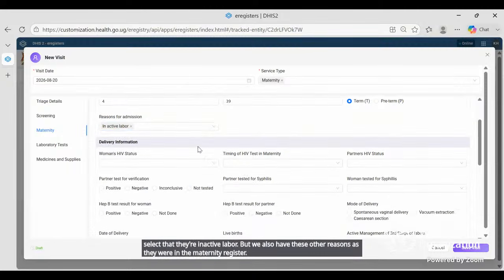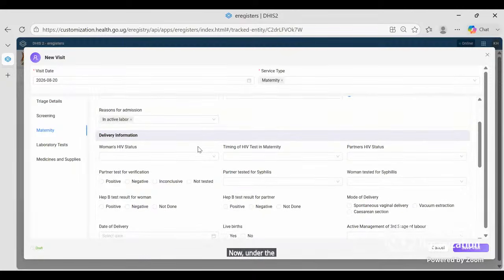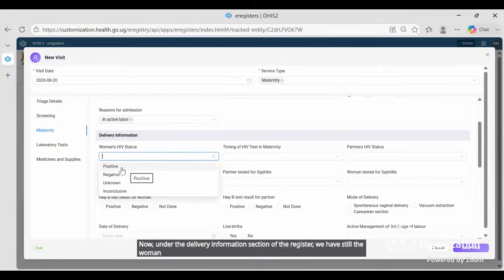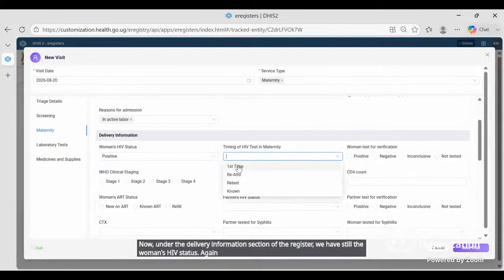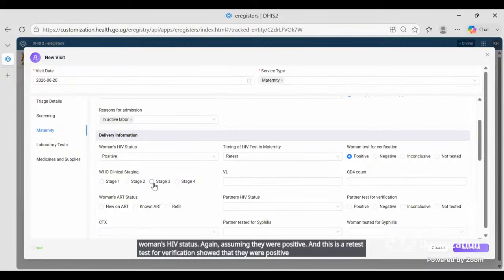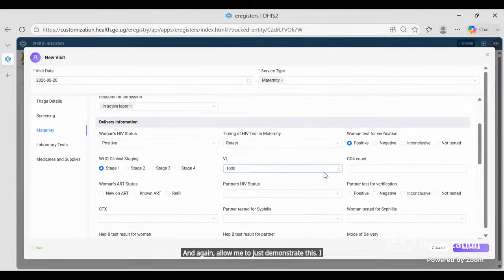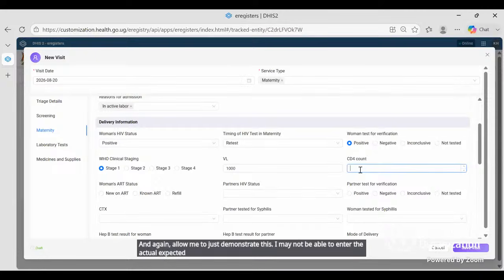Now, under the delivery information section of the register, we still have the woman's HIV status. Again, assuming they were positive, and this is a retest. The test for verification showed that they were positive. Then we have all this other information, the whole clinical staging, the viral load. And again, allow me to just demonstrate this. I may not be able to enter the actual expected results.